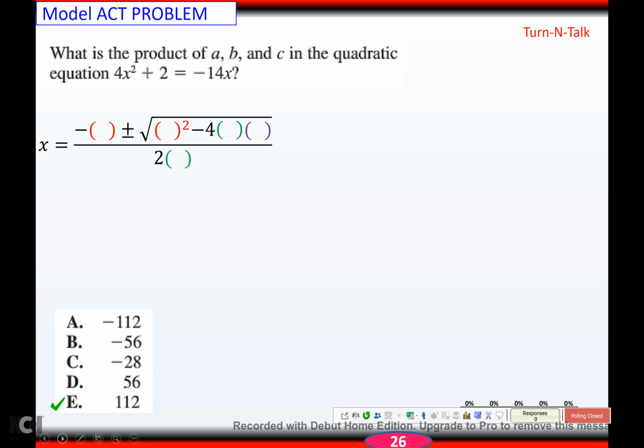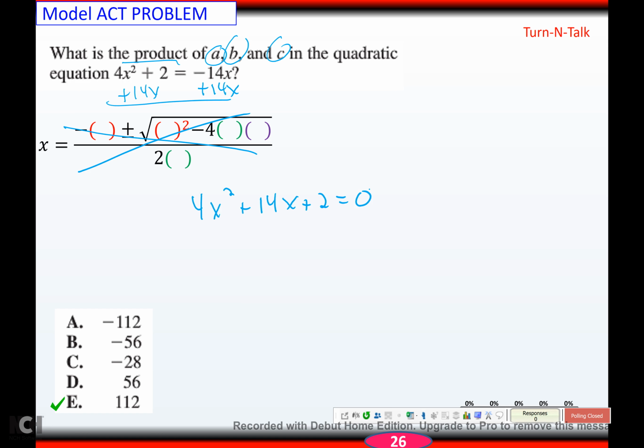Hopefully you got 112. It says, what is the product of A, B, and C? So I don't even need the quadratic formula. They're not telling me to solve it. They just want me to multiply the coefficients, which you can't see properly until 0's on one side. So add 14x, and I get 4x squared plus 14x plus 2 equals 0. So now they want A, which is 4, times B, which is 14, times C, which is 2, and that gives me 112.